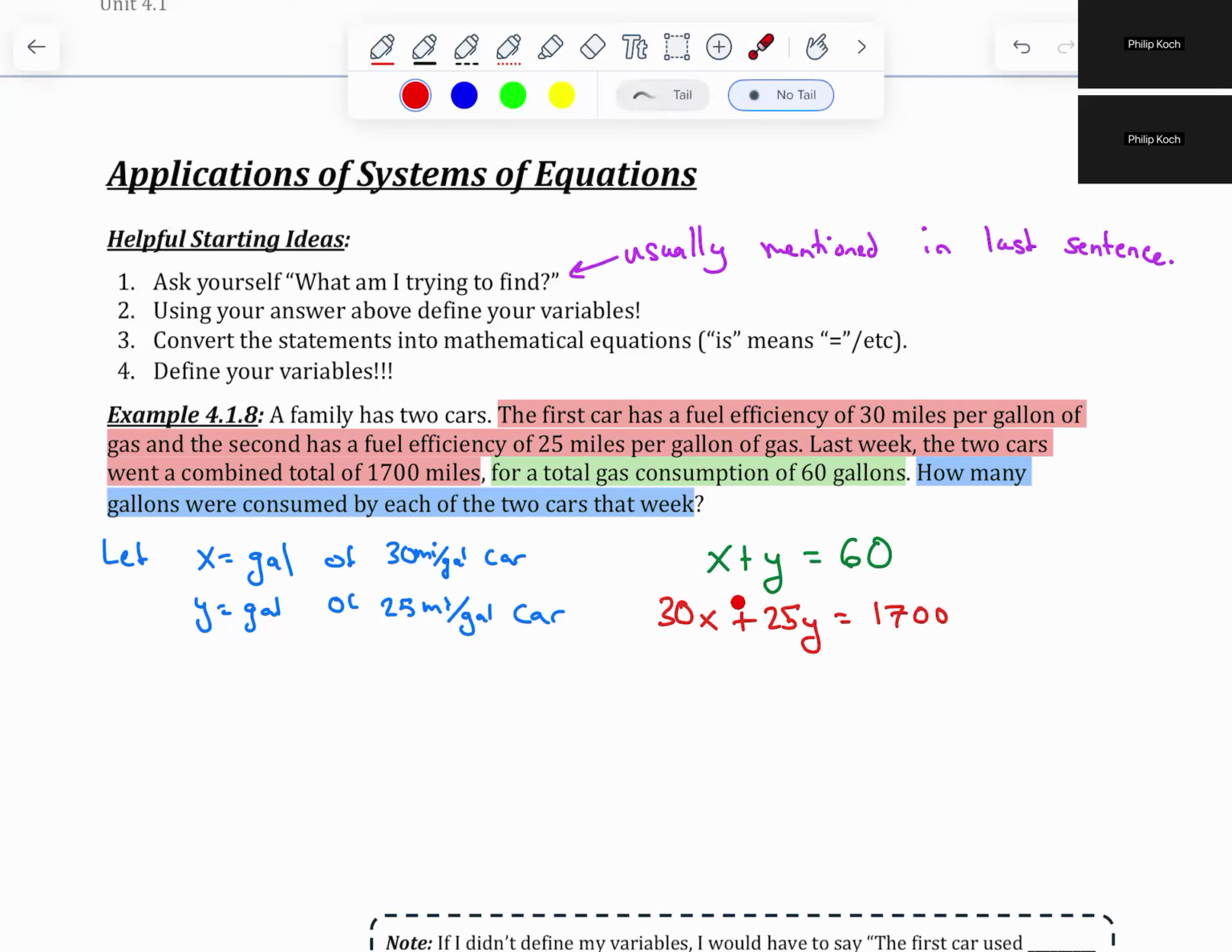This gives me miles. 30 miles to the gallon times the number of gallons. The gallons cancel, I get just miles. 25 miles to the gallon times the number of gallons of Y gets me the number of miles traveled by the second car.